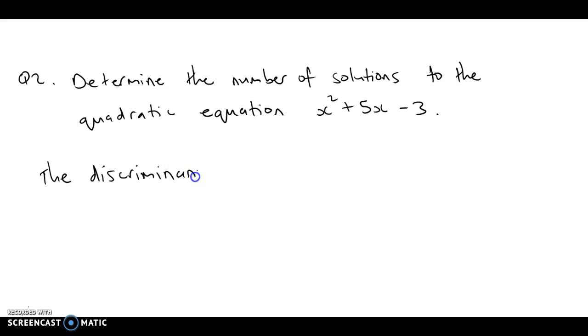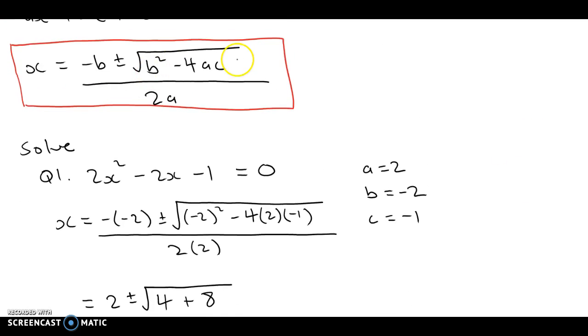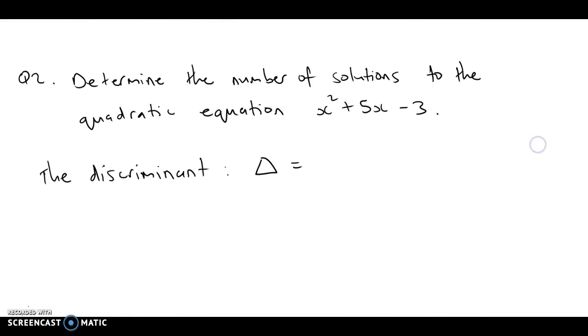Now, the discriminant is represented with a little triangle, which is called delta. The discriminant is equal to just the component of the quadratic formula that's underneath the square root sign. You might recall underneath the square root sign was b squared minus 4ac. So the discriminant is equal to b squared minus 4ac.